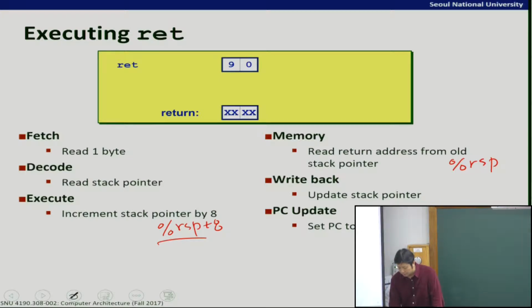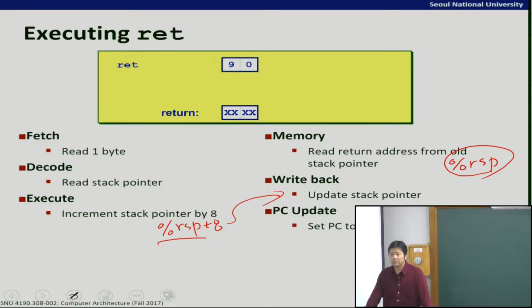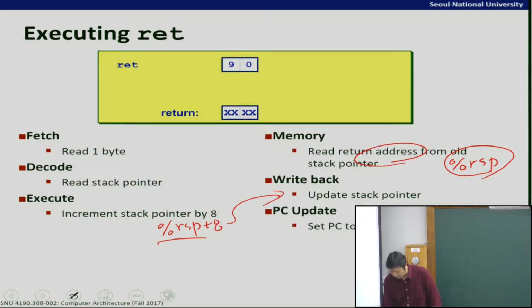You update the stack pointer with this value in the write back stage, but still you have to read the return address from the old value of RSP before you increment it by 8. So you have to distinguish the two values. You read the value from RSP, but you update RSP to RSP plus 8 after executing the return instruction. And in PC update, you set the PC to the return address. Basically, you read the return address from here, and that value will be used as the value for the next PC.